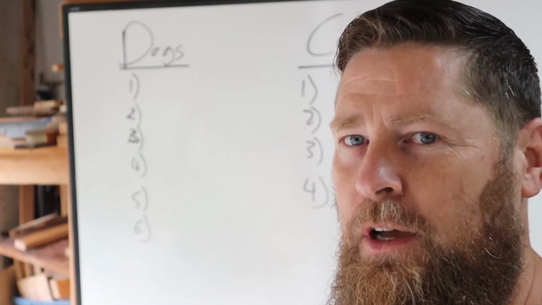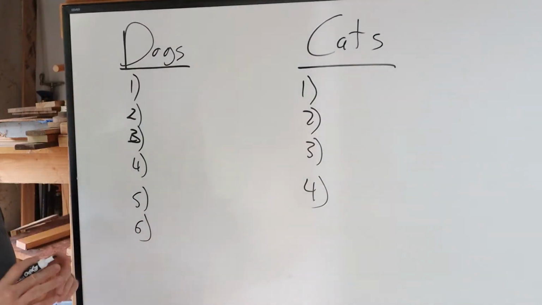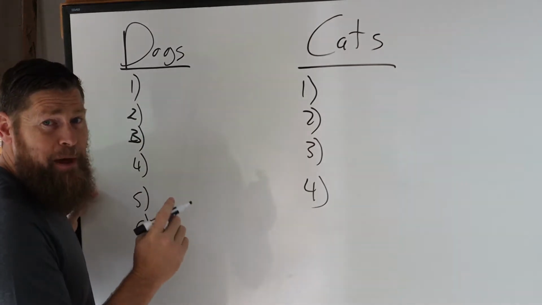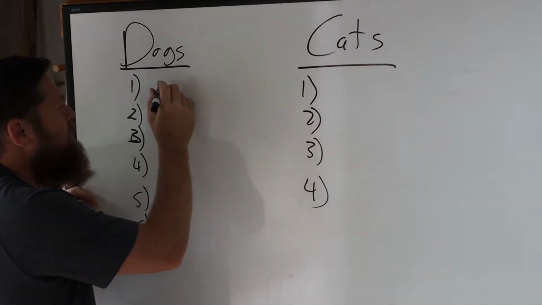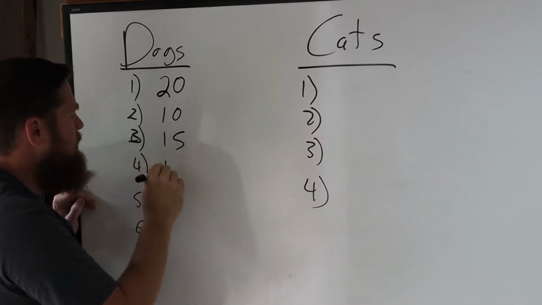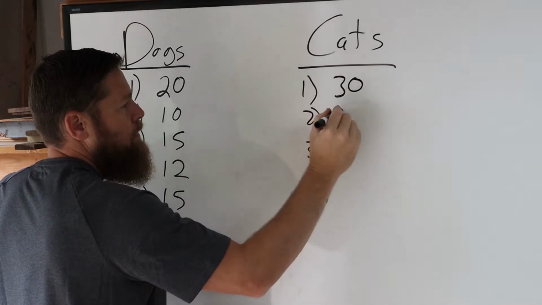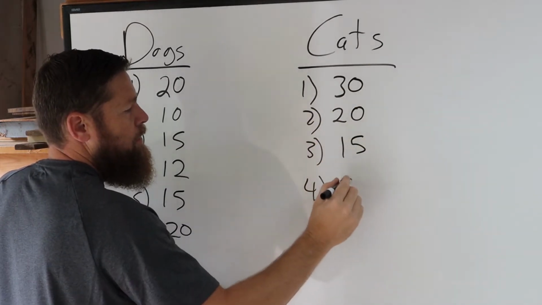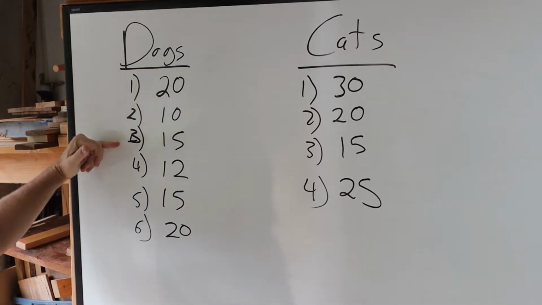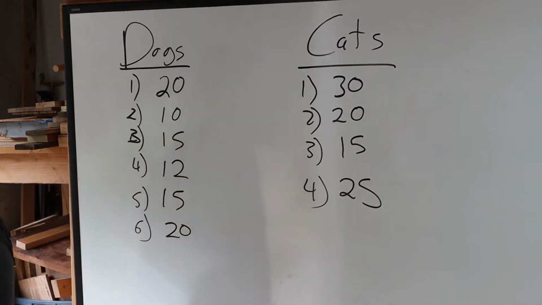Let's figure out how depressed dog people are and cat people are. So I use the Beck Depression Inventory, BDI, and I found the following numbers. 20, 10, 15, 12, 15, 20, 30, 20, 15, 25.